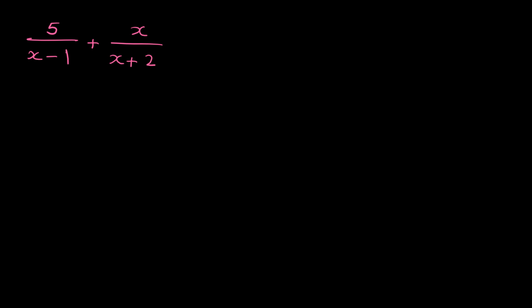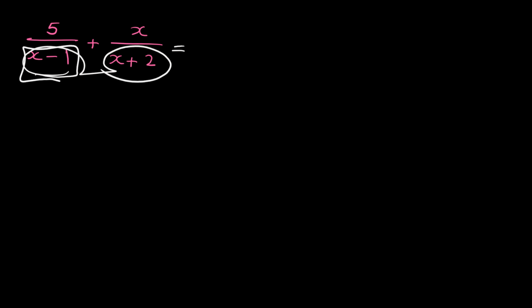In this video, we want to learn about adding and subtracting rational expressions. To add or subtract rational expressions, first we have to find the common denominator. Look at this first example, 5 over x minus 1 plus x over x plus 2. We have to make the denominators the same.